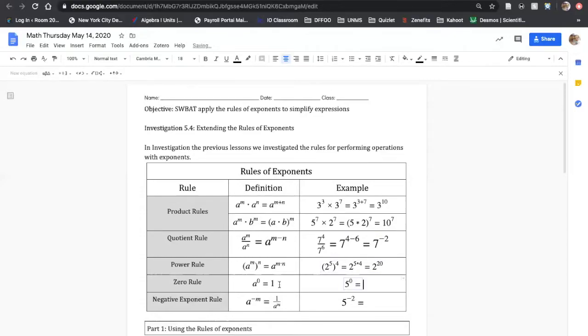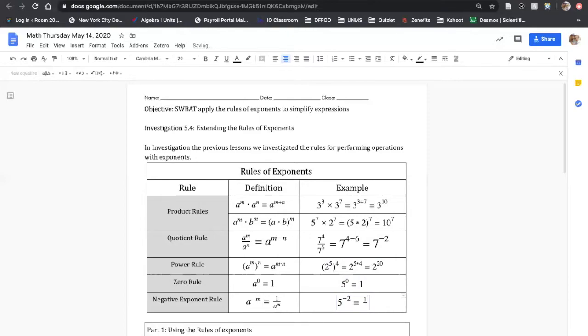Zero rule, anytime you raise something to 0, it's always just equal to 1. Last one, negative exponents basically mean that you're dividing instead of multiplying. So it actually turns into a fraction. So in this case, it's 1 over 5 squared.